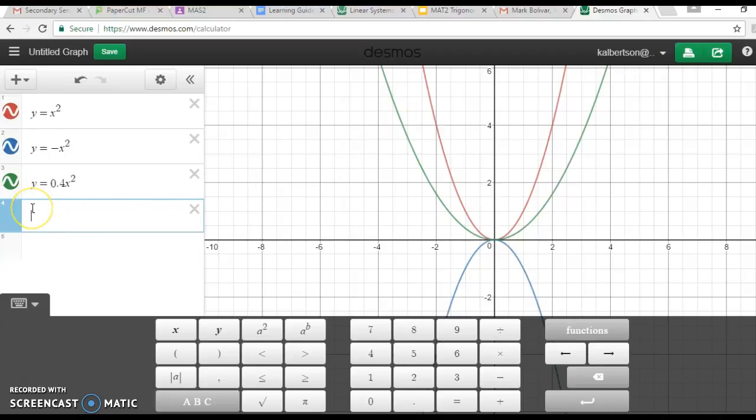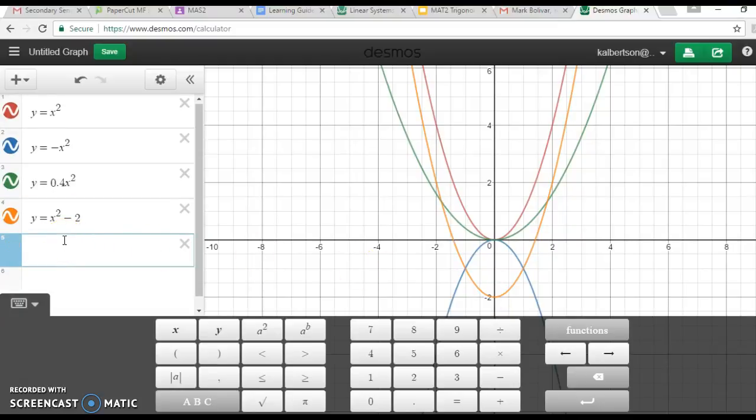Let's have a look and see what happens if you were to go y equals x squared minus 2. There it is. The red parabola is the original one. The orange one is the one that's moved down to negative 2. Okay. And one last thing to look at.